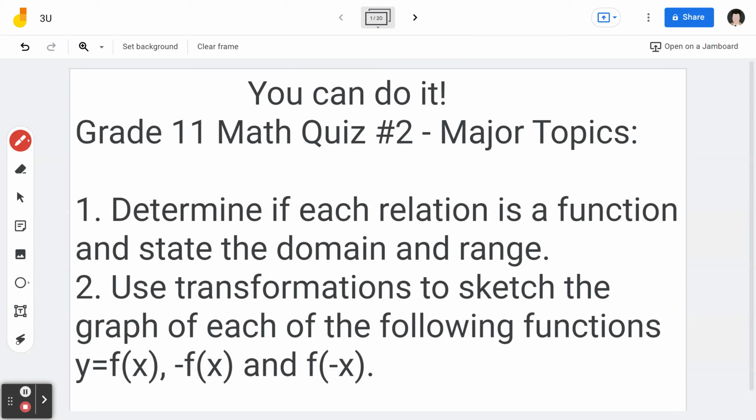Hi, everyone. In this video, I would like to go through the following major topics. Number one, determine if each relation is a function and state the domain and range. Number two, use transformations to sketch the graph of each of the following functions: y equal to f of x, negative f of x, and f of negative x.